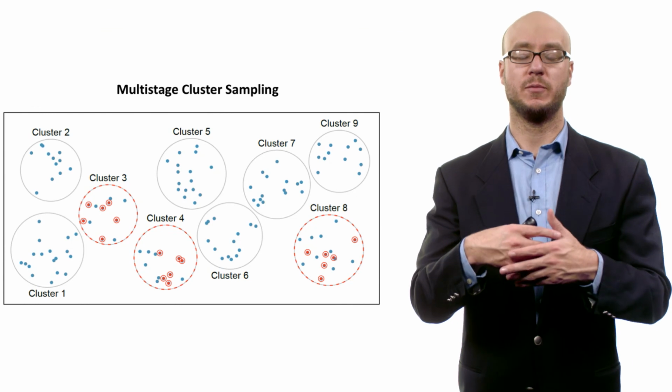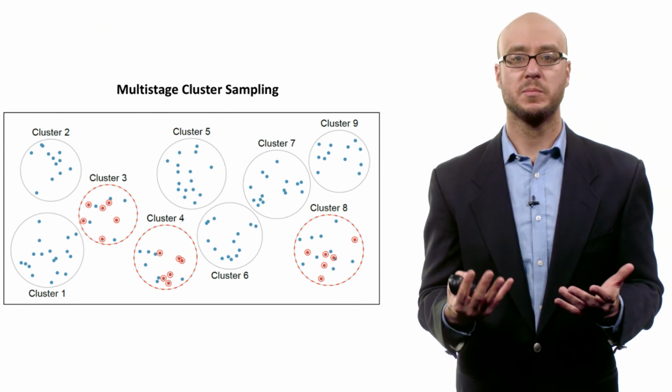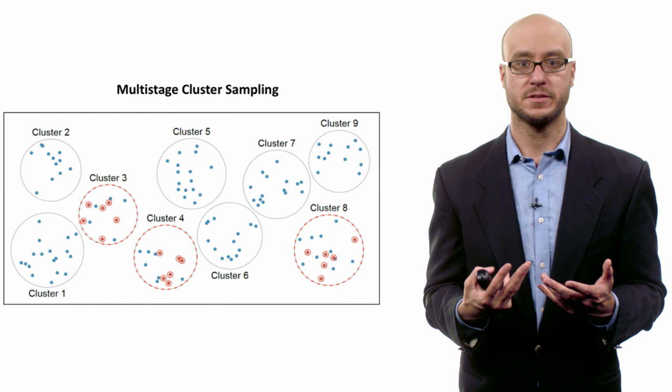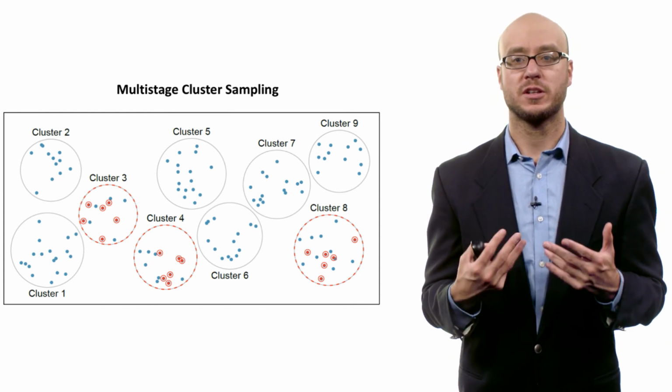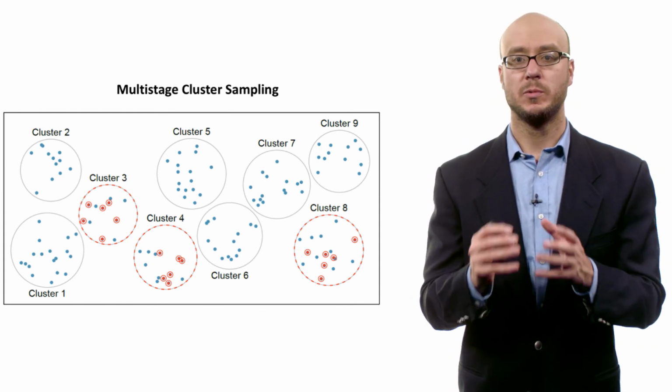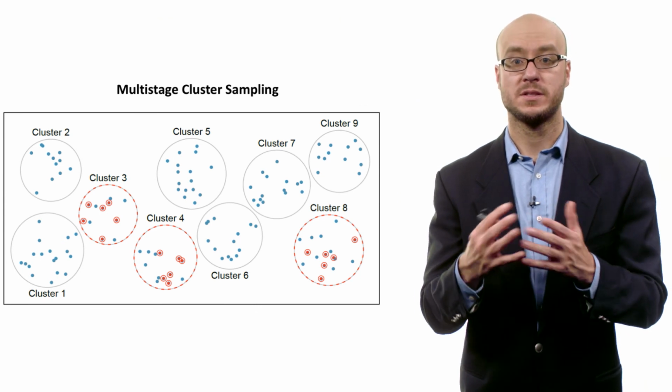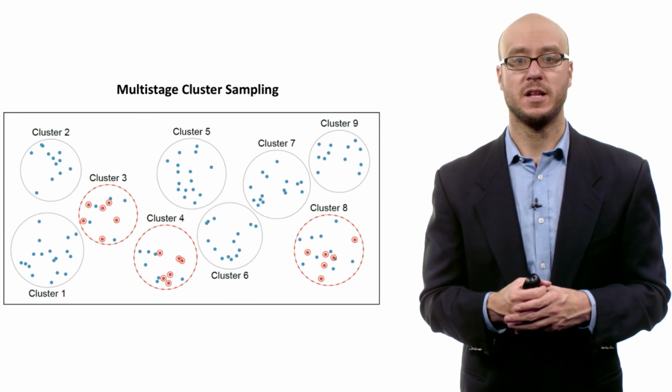So we take those 9 clusters, we randomly select, say, 3 of those 9 clusters, and then within each of those clusters, we don't select all the elements, but we select a random subset of those clusters. So in this case, you can see with clusters 3, 4, and 8, we're only selecting a random subset of each of those clusters. That's why it's called multi-stage. In this case, you have 2 stages. First, randomly select the clusters. Then within each cluster, you randomly select elements within each of those clusters that was selected.